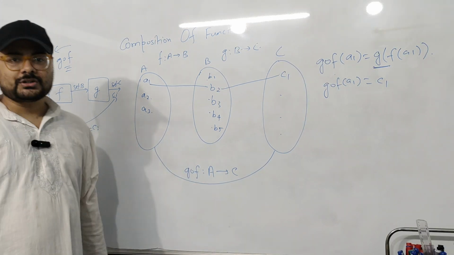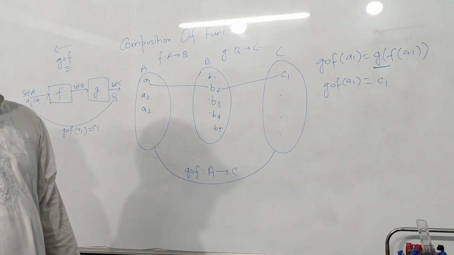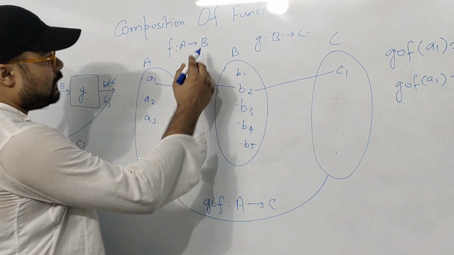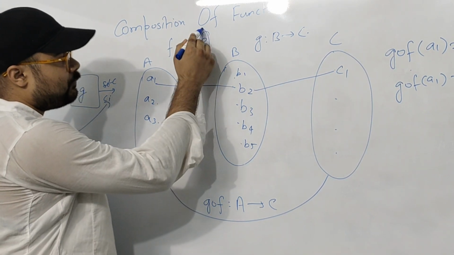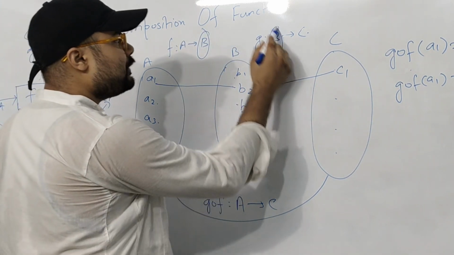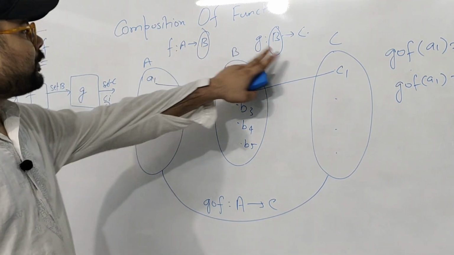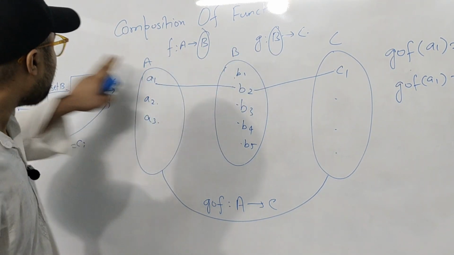For any two given functions, you should know that the codomain of one is the domain of the other. Codomain of F is domain of G, so GOF is possible.